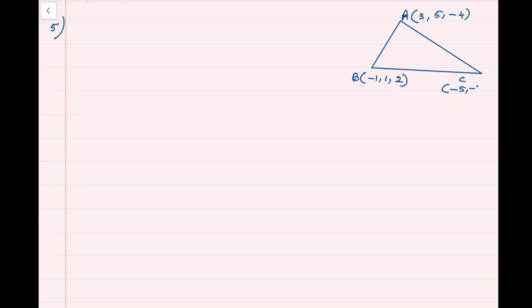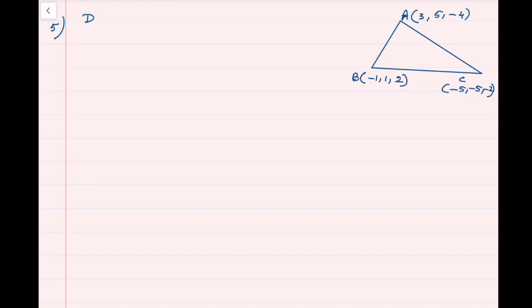Question number 5. Find the direction cosines of the sides of the triangle whose vertices are given. Let this be the triangle. Let us take the first point as A, which is 3, 5, minus 4. Let the second point be B, minus 1, 1, 2. And third point be C, minus 5, 5, minus 2.